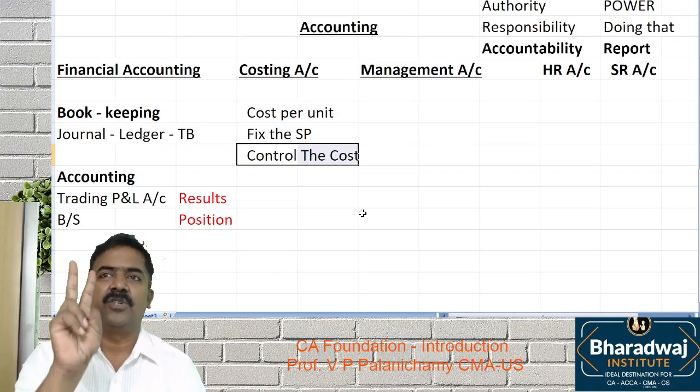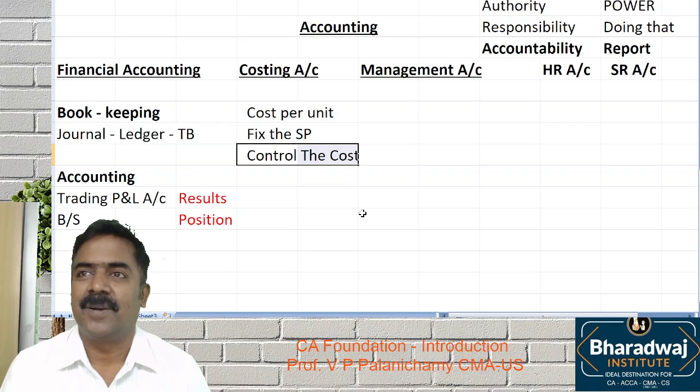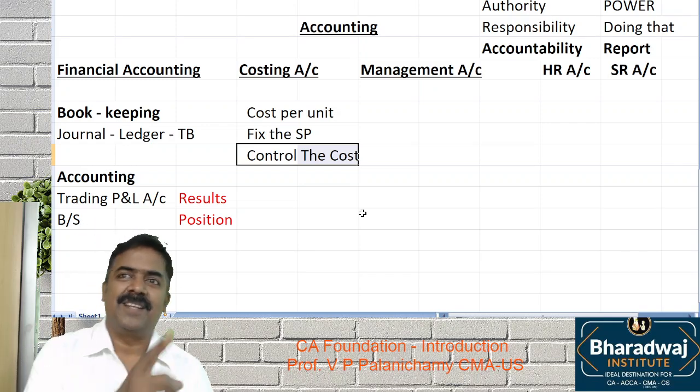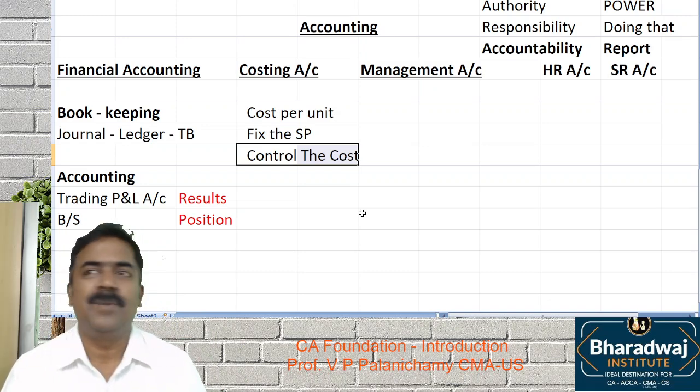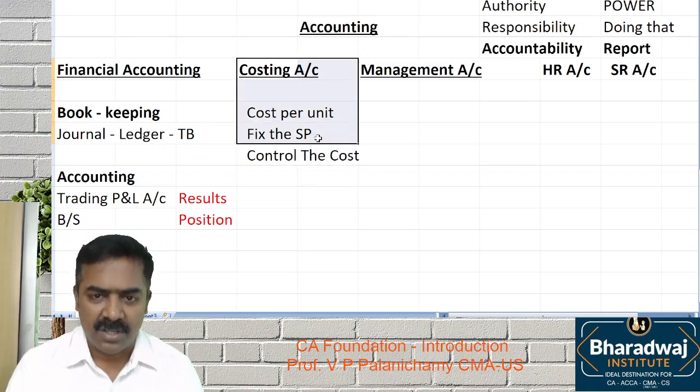One shirt, you should consume only 2 meters of cloth. When you consume 0.1 meter of cloth extra, what will happen? More material, more cost, unnecessary. While cutting, while stitching, if you waste the cloth, it will be useless. So cost accountants are those who do this. Simple.